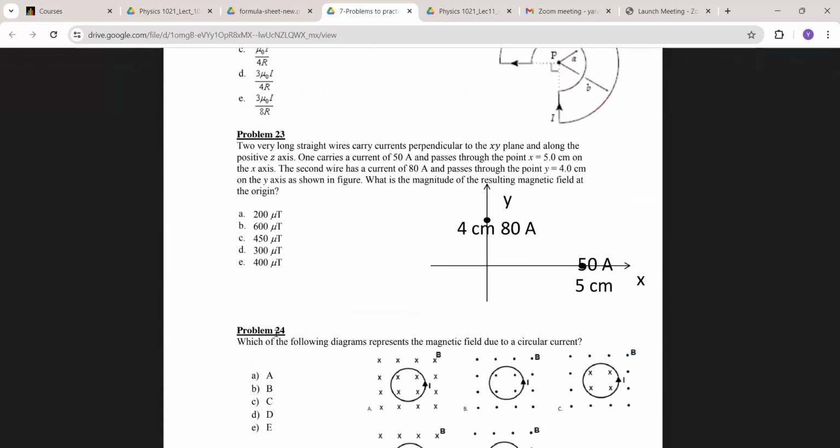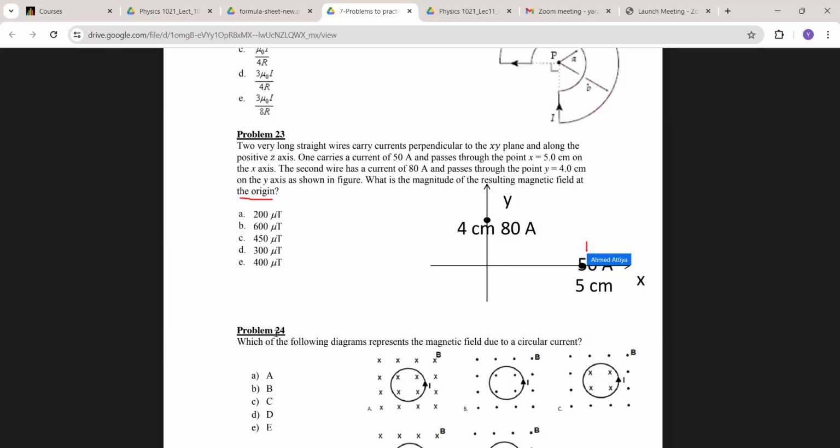Two very long straight wires carrying current perpendicular to the XY plane and along the Z axis. One carries 50 ampere and passes through X equal to 5, and the other carries 80 ampere. What is the magnitude of the resulting magnetic field at the origin? Both of them are in the Z direction, and Z direction is outward. Correct.